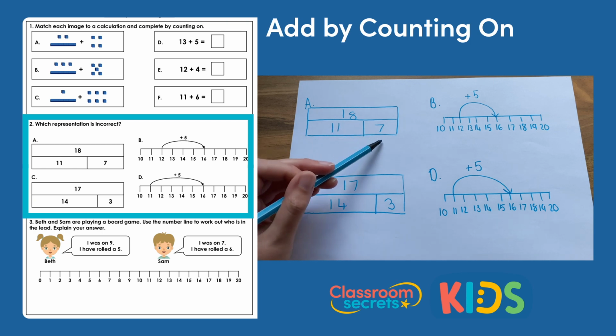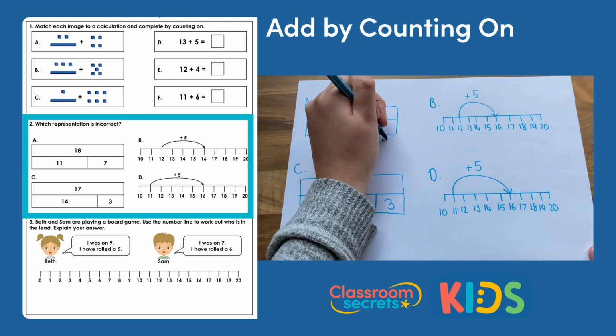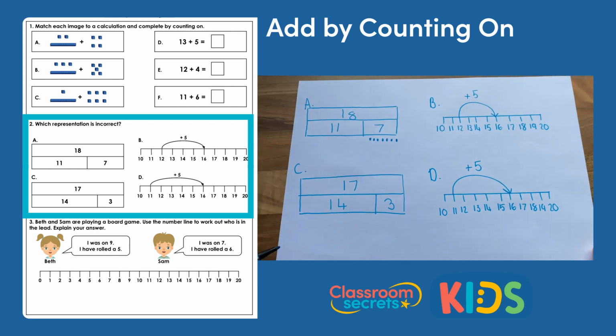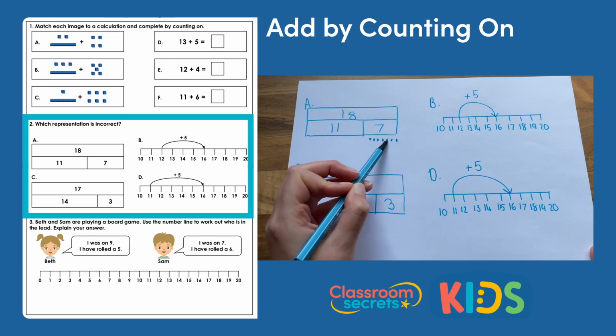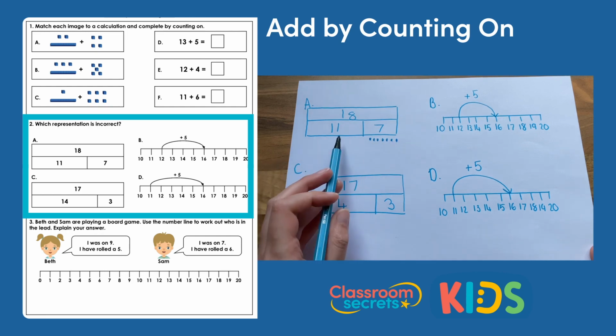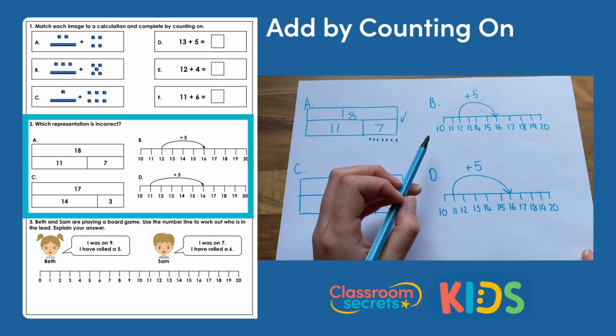So 11, and I'm going to draw 7 dots here. 1, 2, 3, 4, 5, 6, 7. And this will help me to count on. So 11, 12, 13, 14, 15, 16, 17, 18. Yes, 11 and 7 is 18. So that one's correct. Let's move on to B.